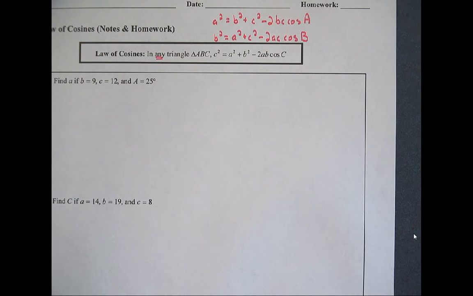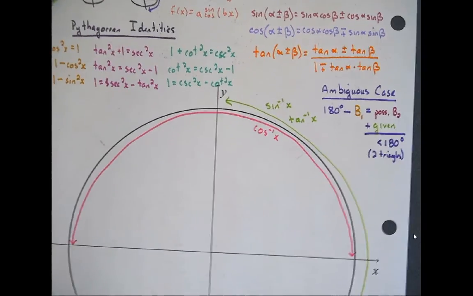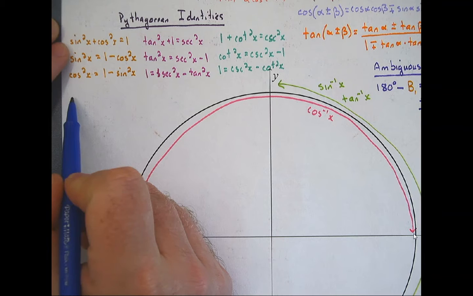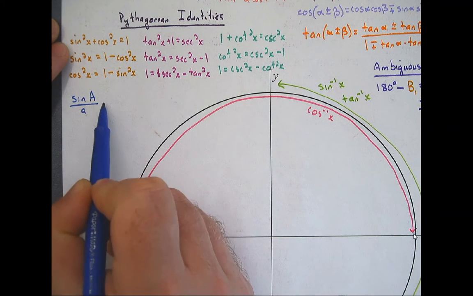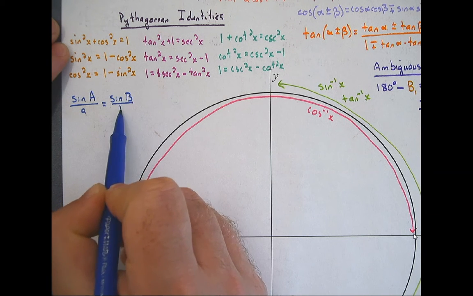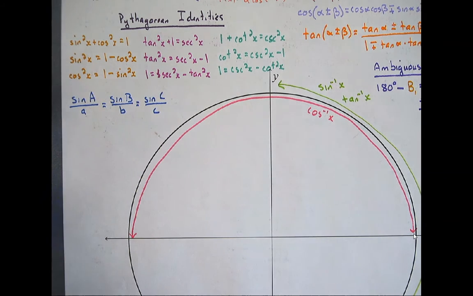I'm going to go to my unit circle. I think I forgot to say that in the law of sines notes. I'm going to add the law of sines and the law of cosines to my unit circle. The law of sines was sine of big A over little a equals sine of big B over little b equals sine of big C over little c.